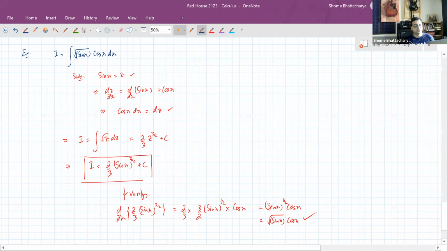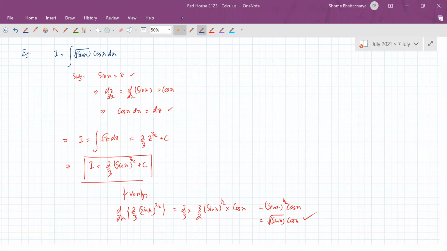So just go through these steps and make sure you understand this. Let me know in case of any doubt.